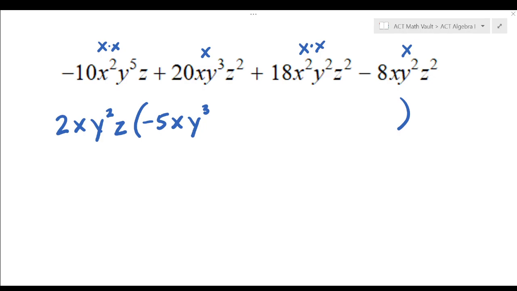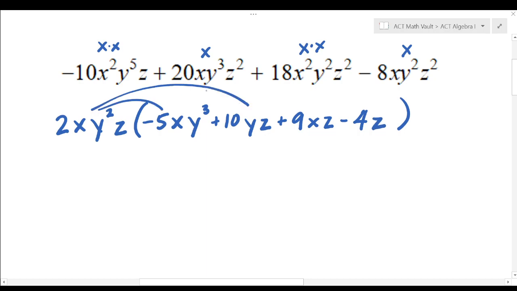And let me just speed up a little bit. So then this one will be 10. How many x's do I need? 0. How many y's do I need? 1. How many z's do I need? 1. And then 9, I need 1x, I need no y's, and I need 1z, minus 4, and then I need no x's, I need no y's, and I just need 1z. So imagine yourself then distributing this in your mind later, and you should be getting the answer above.